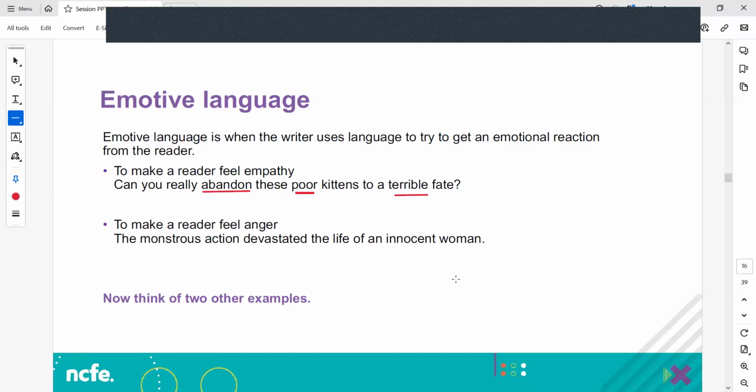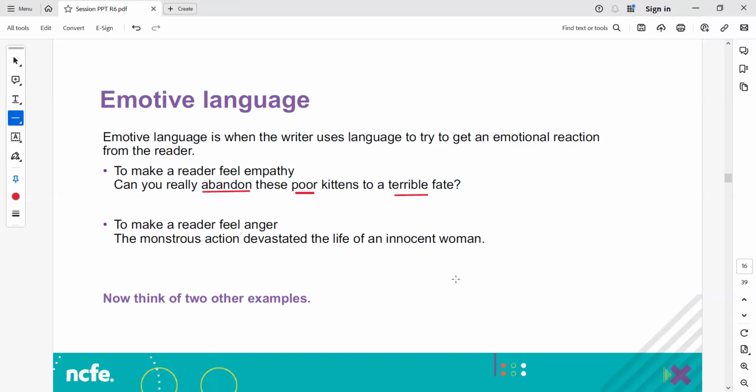So it could be the verbs. So rather than just the word leave, they've chosen abandon. So it's the choice of verb. The poor kittens. So the adjectives. Terrible. So it's your choice of vocabulary of language.